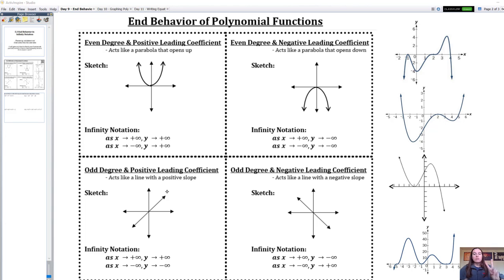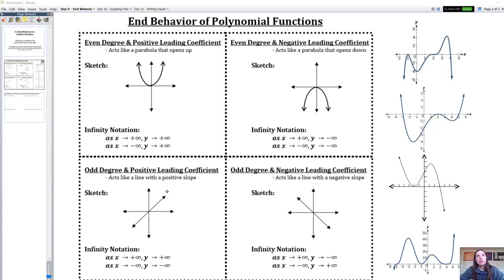There are two different things that we need to look at when figuring out the end behavior of a polynomial. Is our polynomial odd or even? Is our polynomial positive or negative? So again, odd or even, positive or negative. We need to figure out both of those things.